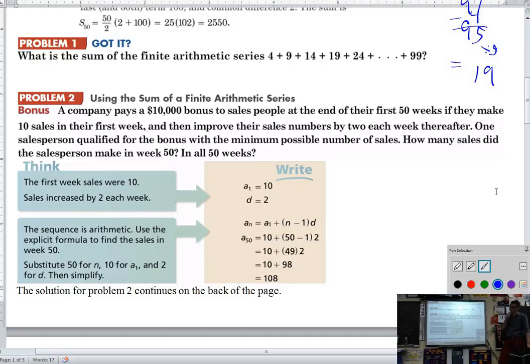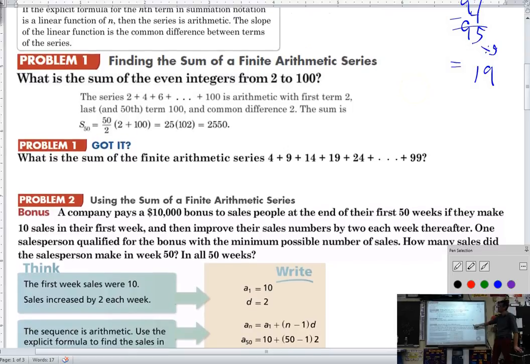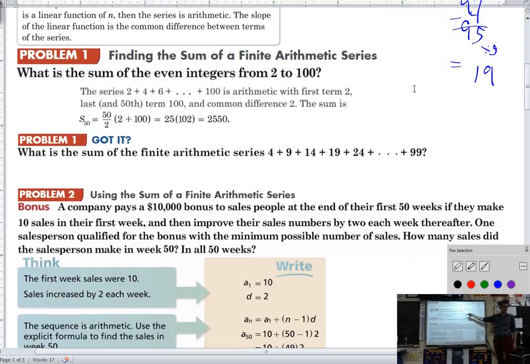Let's compare it to one that we already know. We know this has 50 terms. So from 2 to 100, your total difference there was 98. Our common difference was 2. That gives me 49, because that's how many changes there are. So this 19 that we got, is it number of terms or number of changes?